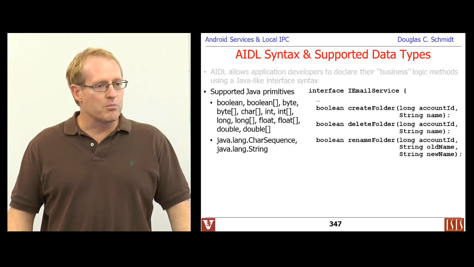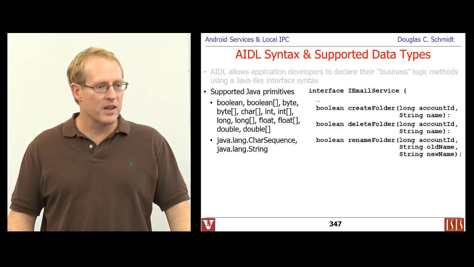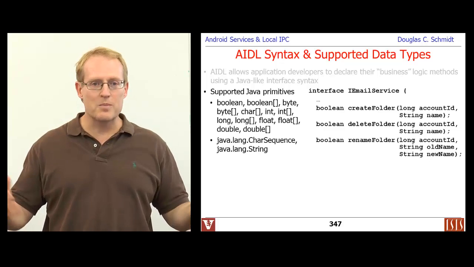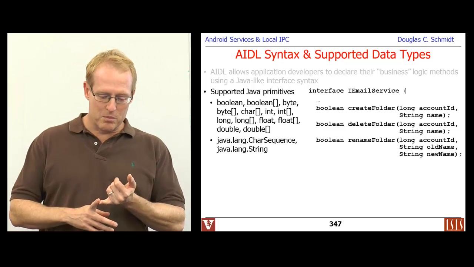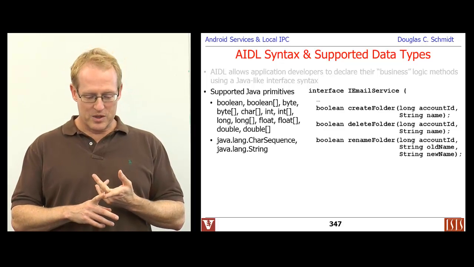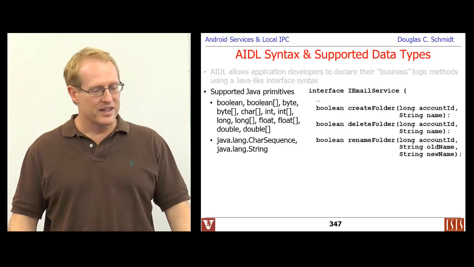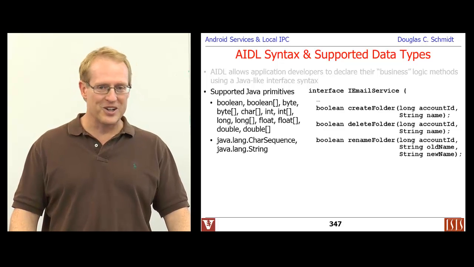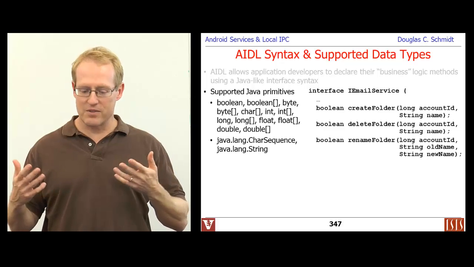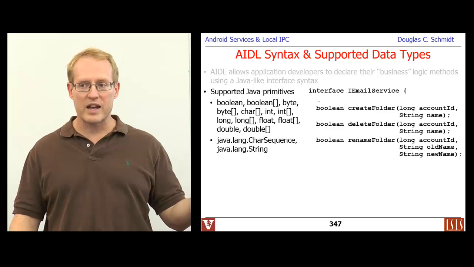There's a number of different primitive types that are supported as parameters or return values from AIDL methods in Android. The typical things you'd expect, right? So bool, array of bool, byte, int, and array of int, long, array of long, character, array of character, float, array of float, double, array of double, etc. Those are all the kinds of things that you can pass back and forth. You can also return character sequences and strings as well.